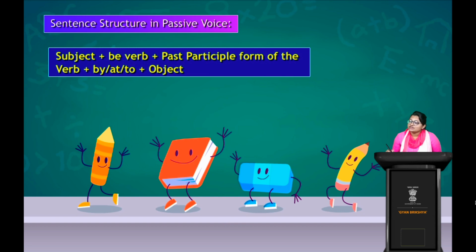Here the structure changes to subject plus be verb plus past participle form of the verb plus either by or at or to plus the object. Okay, so these are all the extra additions in case of passive voice. The verb is there, but we have to use the past participle form of the verb. Okay, so these are the extra additions in case of passive voice, right?